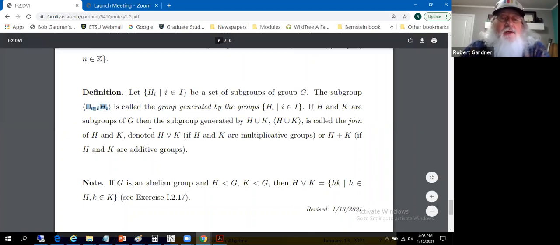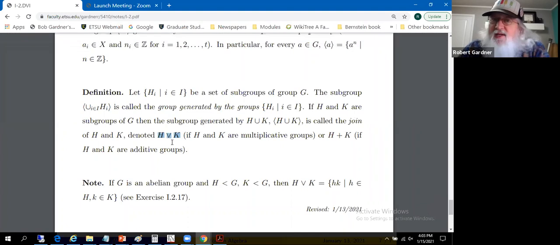If H and K are subgroups of G, then the subgroup generated by just two subgroups, denoted here, is called the join of H and K. It's unclear why they would have this different notation, but if we have multiplicative groups, the join of H and K is indicated with a little v. If we have additive groups, in the additive notation, the subgroup of group G generated by H and K is denoted with an addition sign, H plus K.